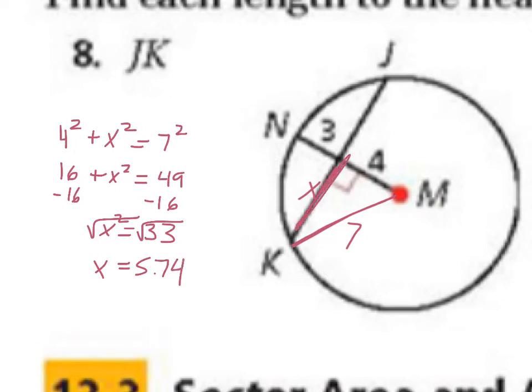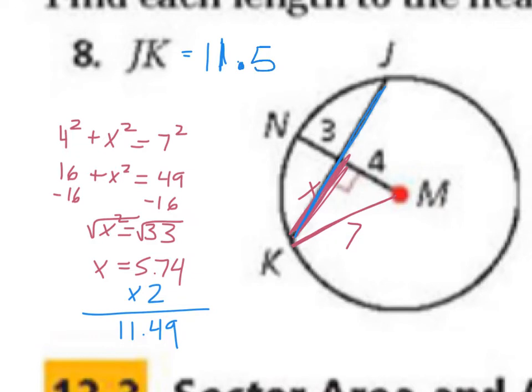And then, so this is just this part, but our question's asking us for JK, so this whole line. So we just need to multiply 5.74 times 2. And Allie, what'd you get when you multiplied it by 2? I got 11.49. Perfect. So JK is 11.49. It says round to the nearest tenth, so it would be 11.5. Because the tenth would just be one decimal. So 11.5.